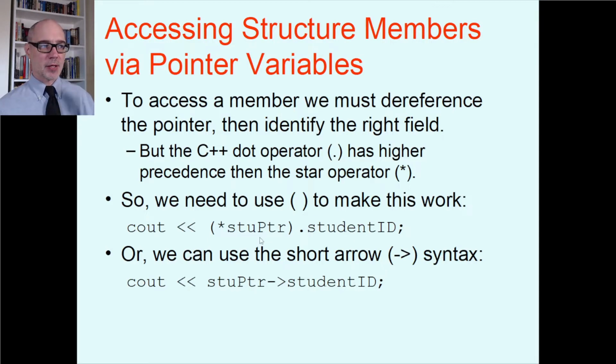So here I've got that student structure pointer called stuPointer, right? And so you want to dereference that first. You got to put that in parentheses to make that dereference happen first with the asterisk. And then after that, you can put down dot studentID to get into that particular member field. That's what that would have to look like. So a little bit awkward, right?